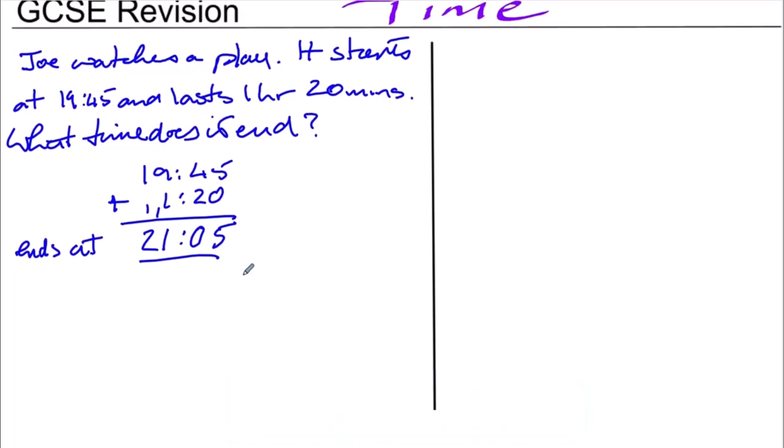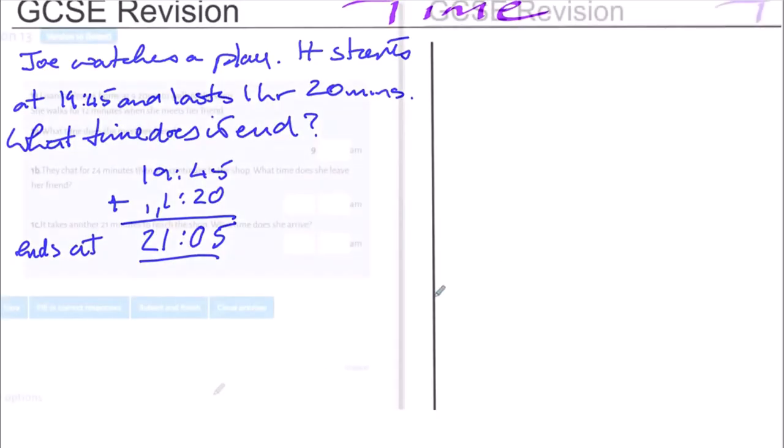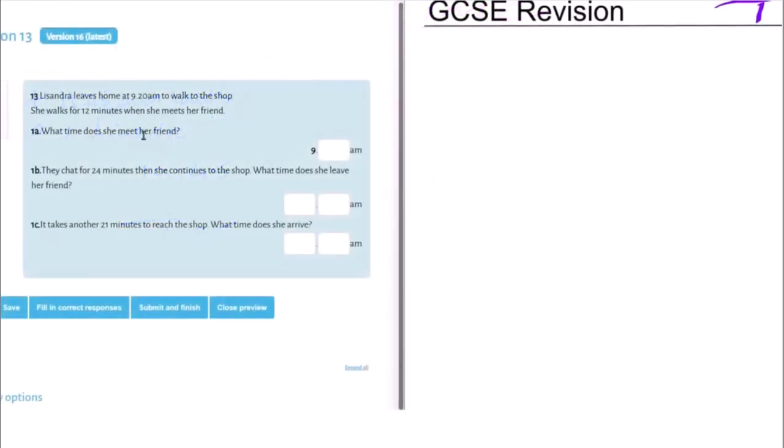Right. The next type of thing we get is little stories. In fact, let's look at one of the questions from effectiveeducation.online. So, a typical exam type question. Lysandra leaves home at 9:20 a.m. to walk to the shop. She walks for 12 minutes when she meets her friend. What time does she meet her friend?